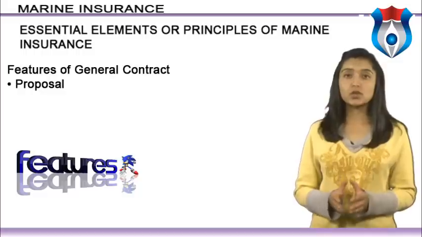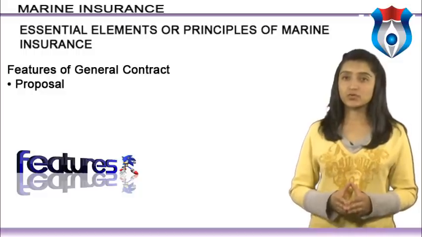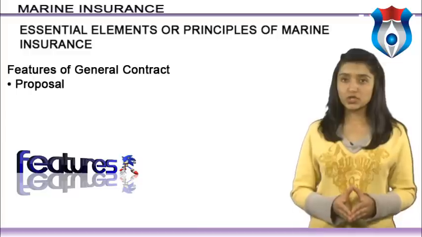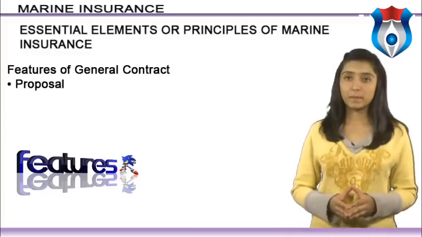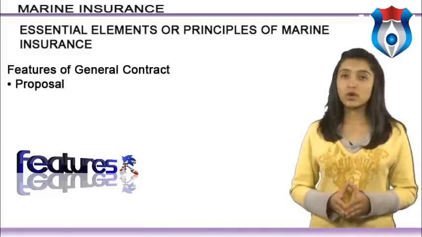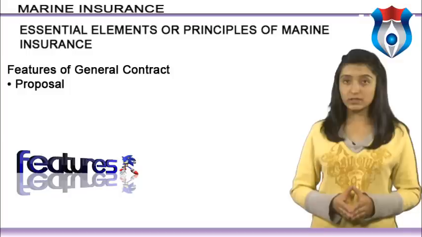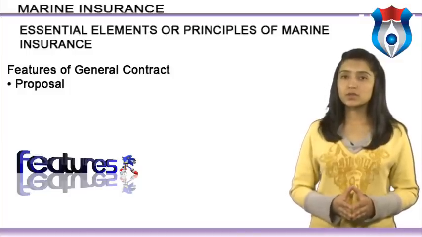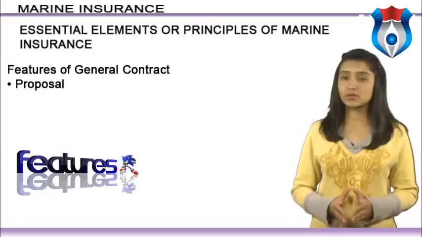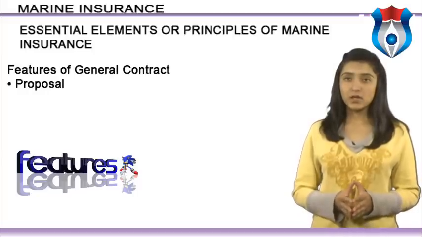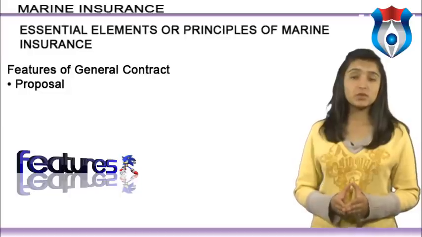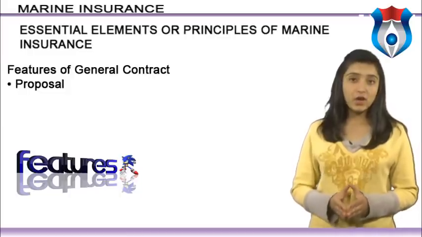Features of general contract: proposal. The broker will prepare a slip upon receipt of instructions to insure from the ship owner, merchant or other proposers. Proposal forms, so common in other branches of insurance, are unknown in marine insurance, and only the slip, so called the original slip, is used for the proposal. The original slip is accompanied with other material information which the broker deems necessary for the purpose.